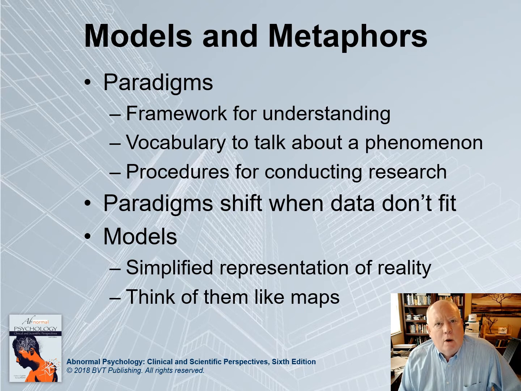Maps don't show everything. They show what is relevant to your purpose. So when we talk about, say, a behavioral model of psychopathology, we're going to focus on behavior. If we show a genetic model of psychopathology, we're going to focus on genes and how those genes interact with the environment.